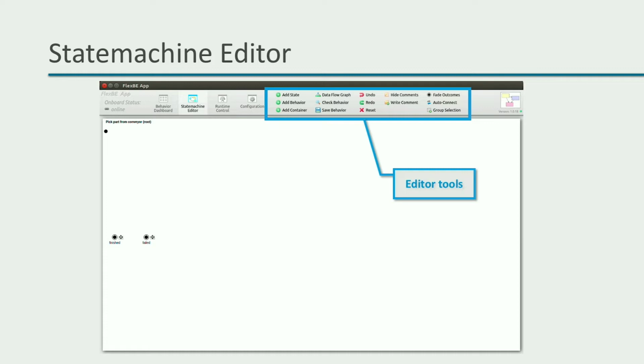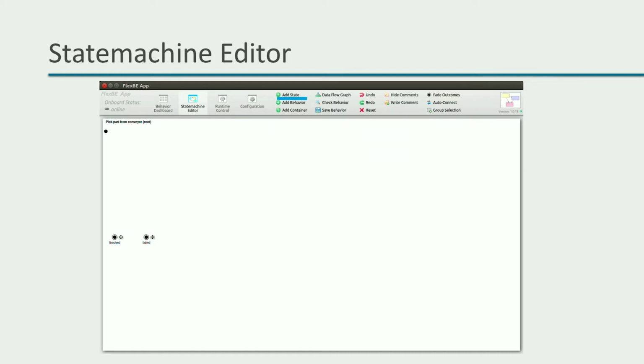The most important ones for us will be add state and save behavior. This last one is visible in all views so that we can always save any changes in our behavior. Add behavior and add container are for creating hierarchical state machines. The other tools are quite self-explanatory, so feel free to explore them.